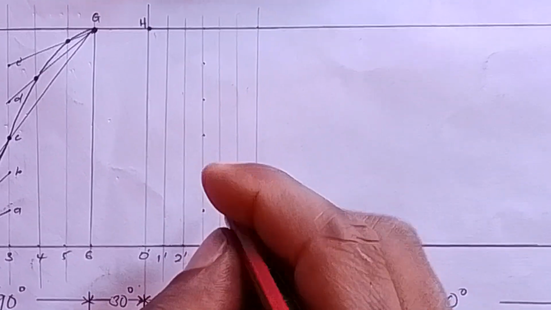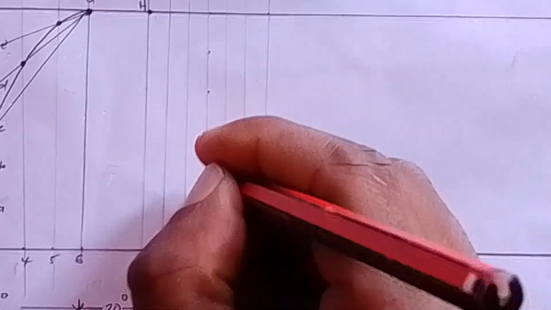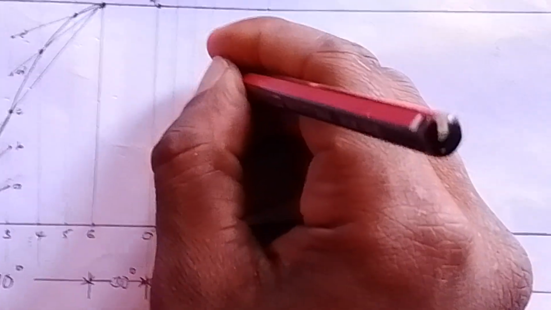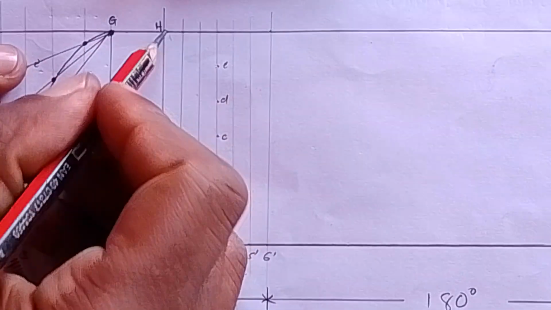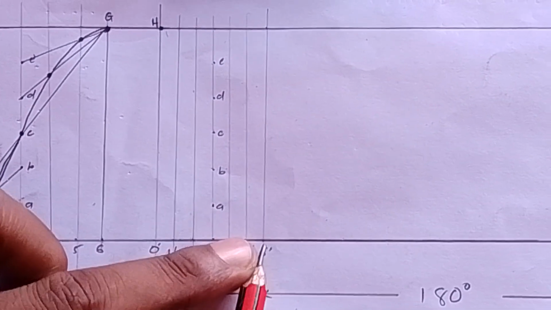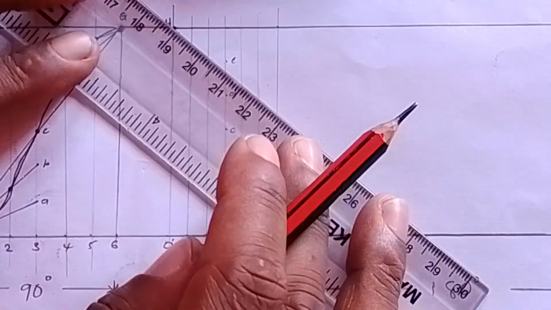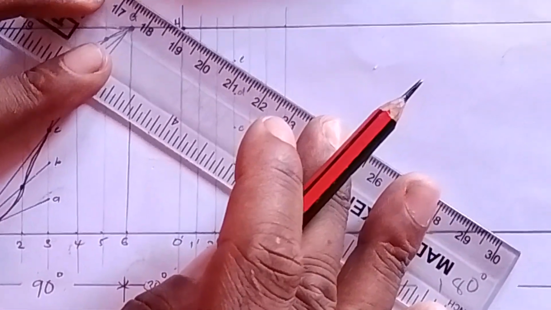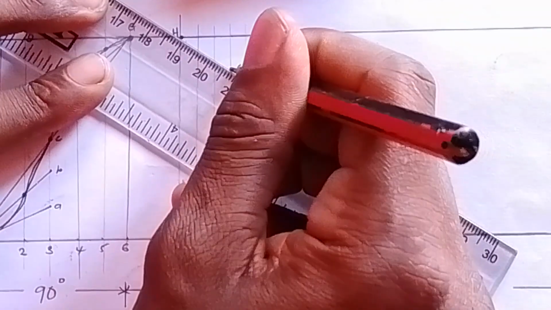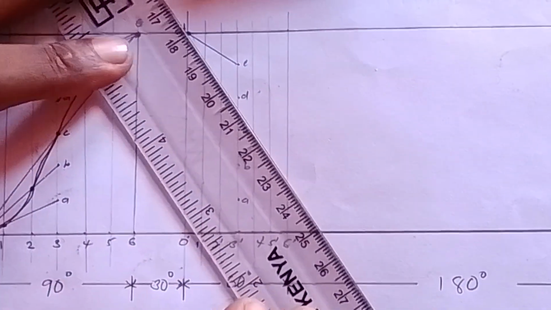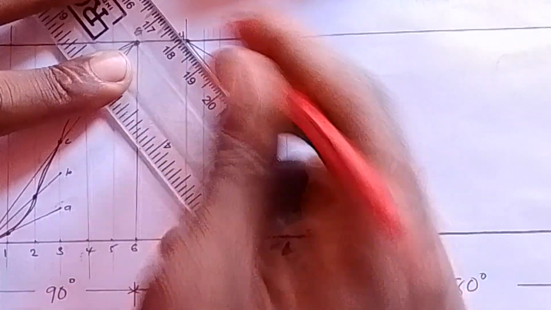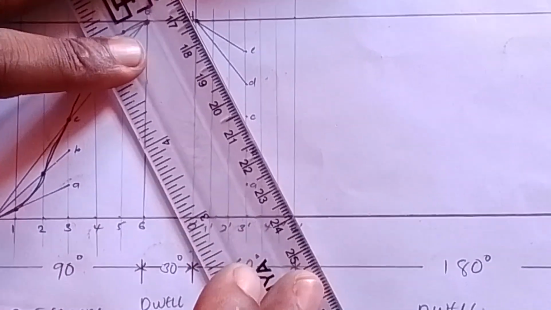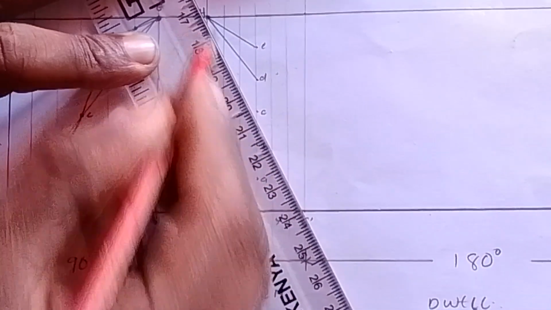So after you have divided it into 6 equal parts, it becomes A, B, C, D, E. After you have divided it into 6 equal parts, start from here. Don't start from here. Start from here now. Again, draw a line that is linking that point and this point, like that. Stand on this other point. Again, from this other point, draw a line like that.